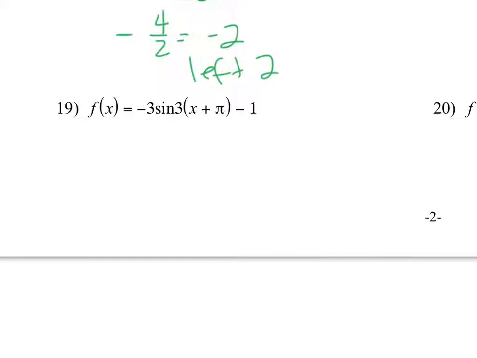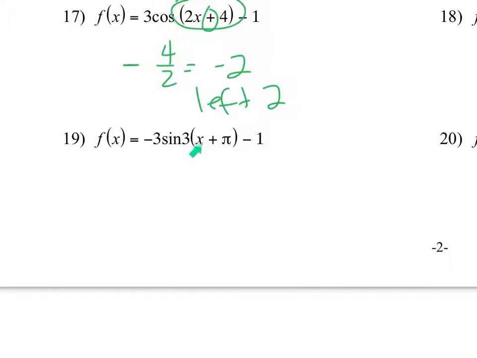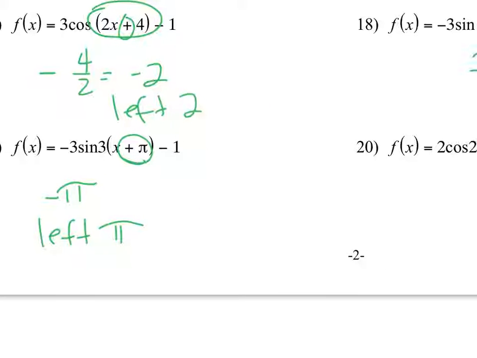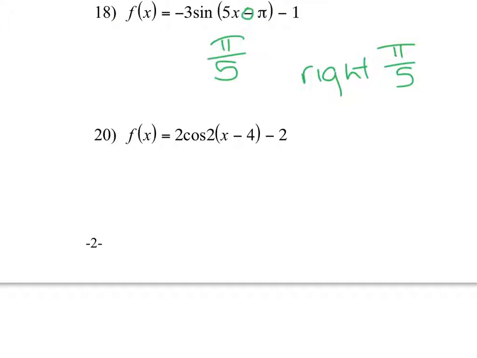Both of these are outside, so as you can see, the x and the 3 are not connected. They are disconnected by the parentheses, so this makes this one a lot easier. You just take -pi, or you say to the left pi. Same deal with this one. The 2 is not connected to the x directly, so it's +4 or to the right 4.